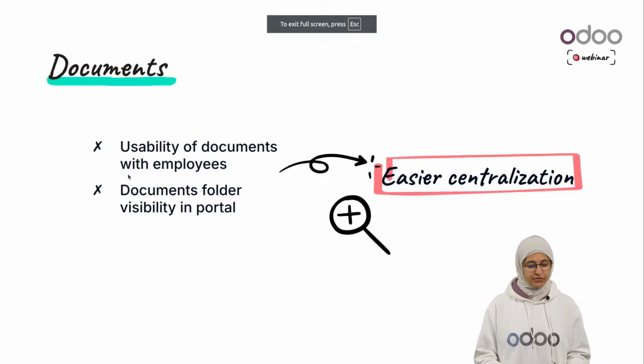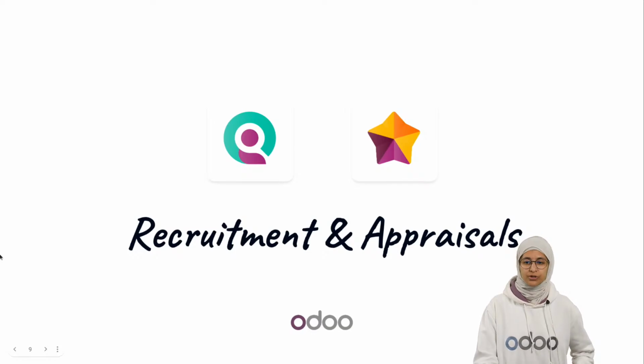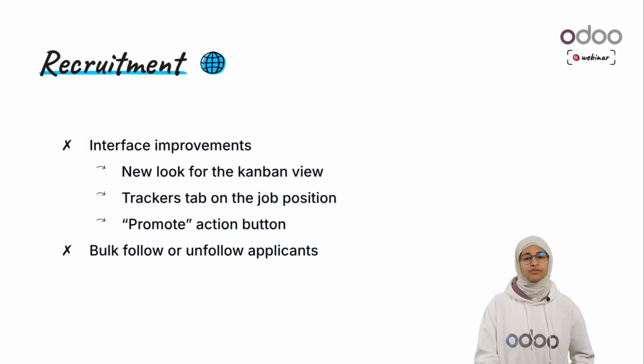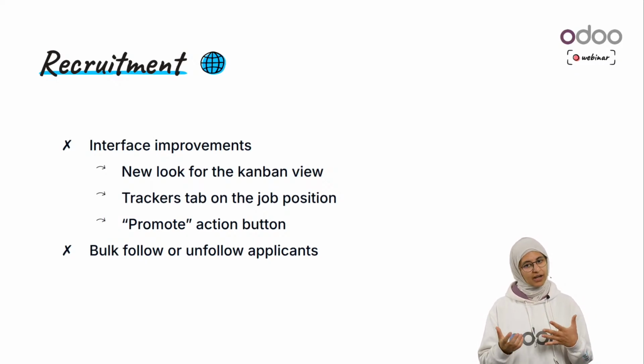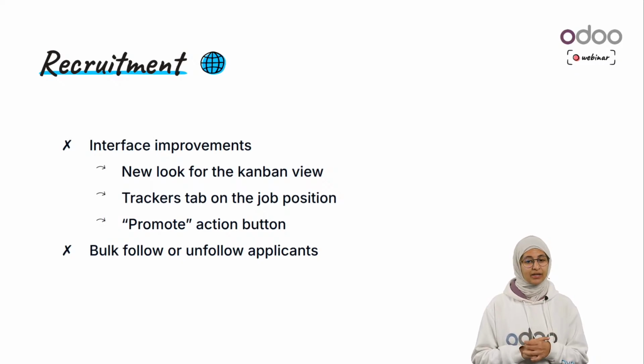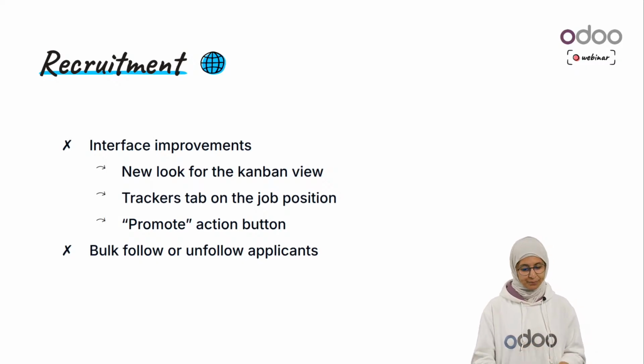So now that we've seen the improvements in employees and documents, let's move on to recruitment and appraisals. From the recruitment side, we have some interface improvements. We have a new look for the Kanban view. We have a bit of a change in how we see the link trackers for each job position. And we have a promote action button, which I'll explain a bit more in a second. And then we have something that is also going to be a bit of a game changer for anyone who works with the recruitment app, which is bulk follow or unfollow for applications.